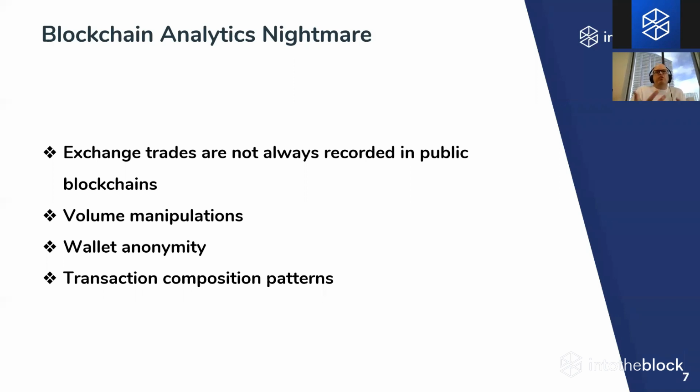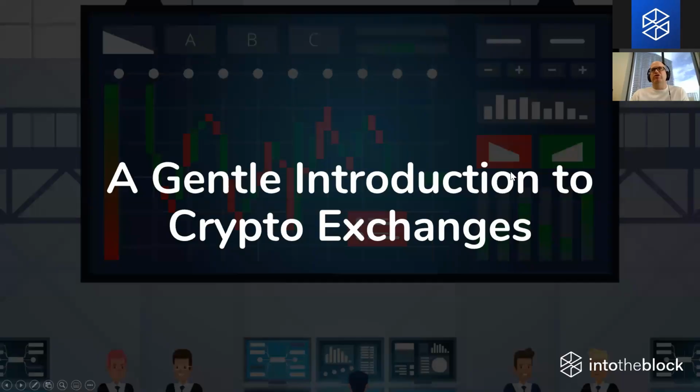So volume manipulation is a huge problem. The fact that we don't know which wallets belong to exchanges or not also makes it extremely hard. And these patterns that I mentioned, that some exchanges just compose many transactions into one and publish it to the blockchain as a single transaction, make it really, really hard to extrapolate meaningful intelligence from those patterns.